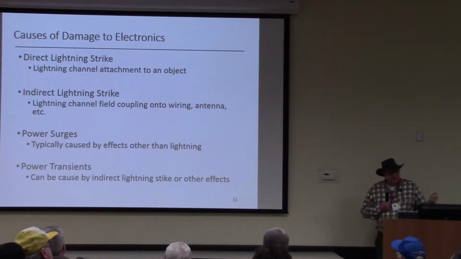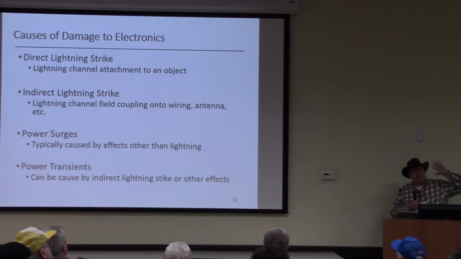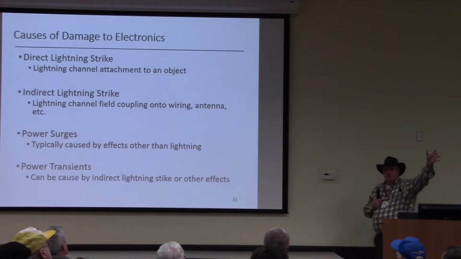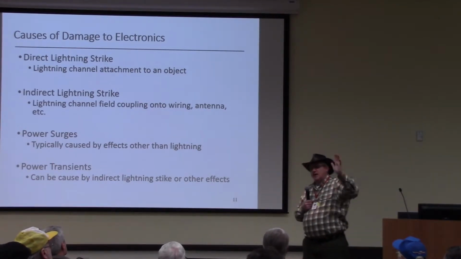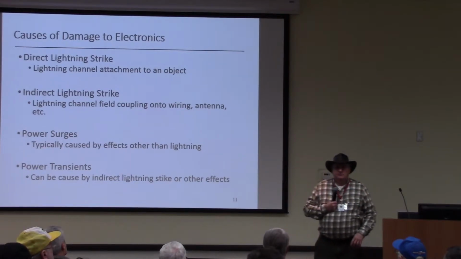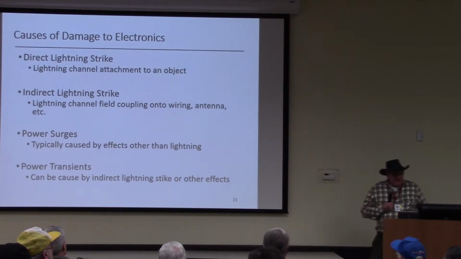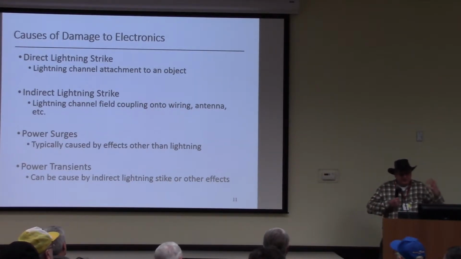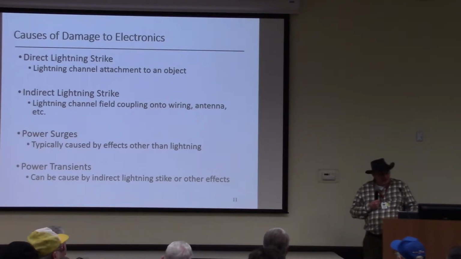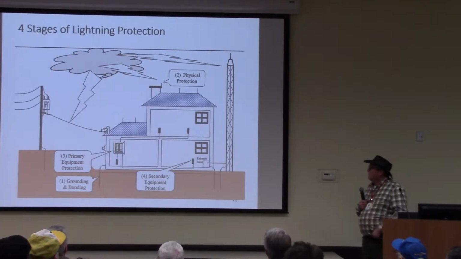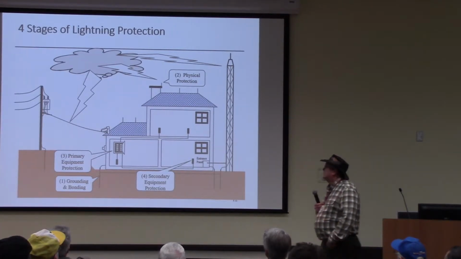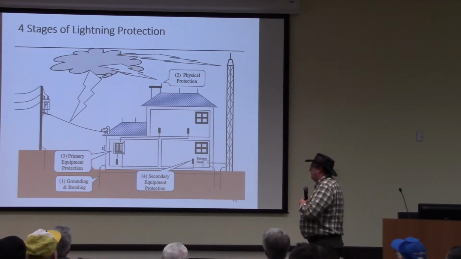And then you have power surges, which happen to the power company, where a lightning strike a few miles away takes out a transformer, everything shuts down, tries to come back, and you get a surge when that occurs. Power transients in general can be caused by lightning strikes.